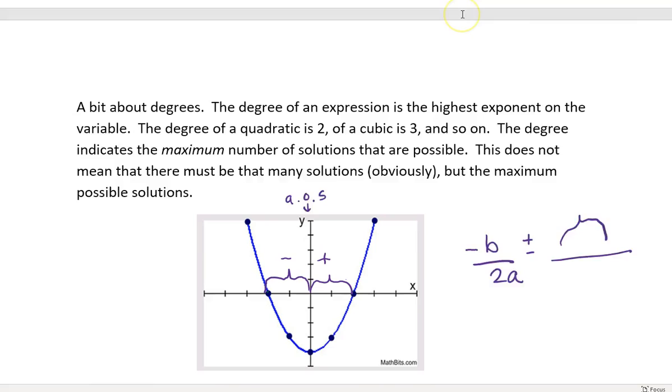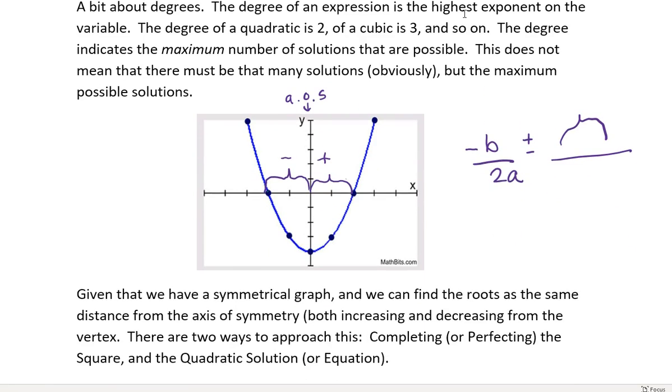I'm going to talk very briefly about degree, and then we'll stop this video and restart a new one. So a bit about degrees. The degree of an expression is the highest exponent on the variable. In the case of quadratics, the degree is 2. If you have a cubic, the degree is 3. If you have a quartic, it's 4, and so on. So the degree indicates the maximum number of solutions that are possible. It does not mean that they have to have that many. It means that that's the most it can have.